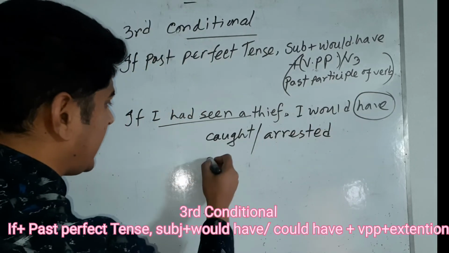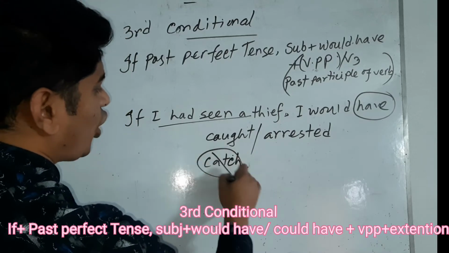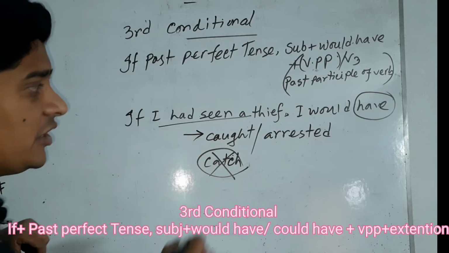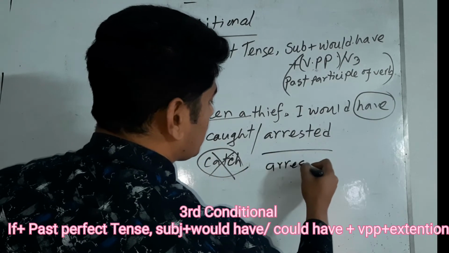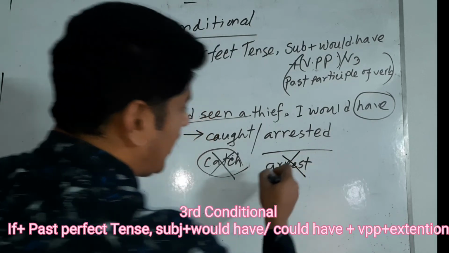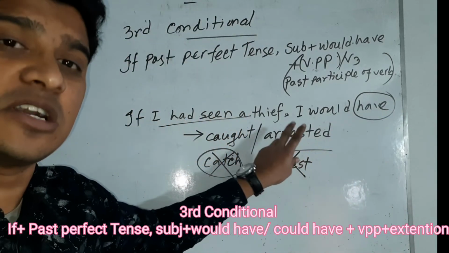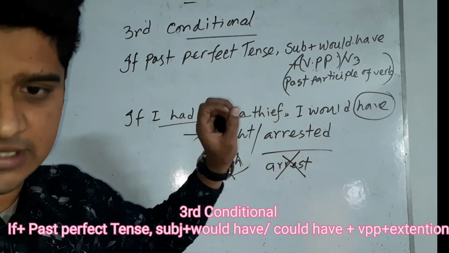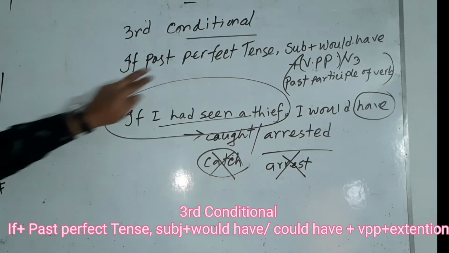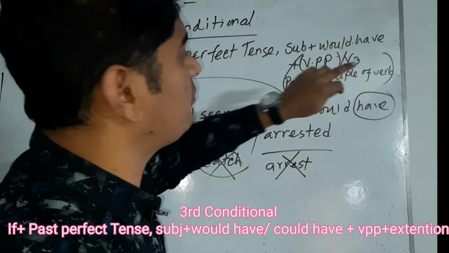If you give "catch him," it will be wrong, because catch is the present form and you have to use the past participle form here. If you give here "arrest him," will it be wrong, right? No, it will be absolutely wrong, because after have, I have told you to give a past participle form, so it will be "arrested." So if you see that there is past perfect tense in the first part of if, you have to use subject plus would have plus V3.